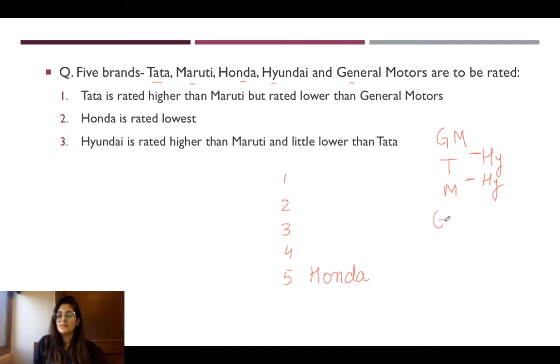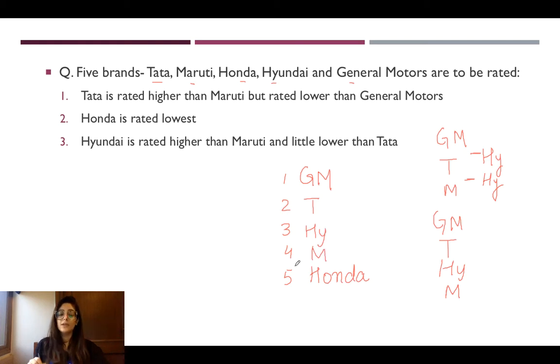So that means मुझे कुछ इस तरह से मिल गया कि जनरल मोटर्स, टाटा, Hyundai, इससे लोअर एंड उसके बाद मेरी मारुति. You can again go ahead and see. So let's just arrange this: General Motors, Tata, Hyundai and Maruti.